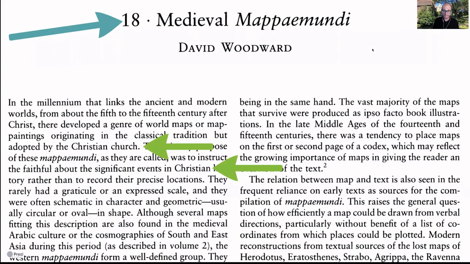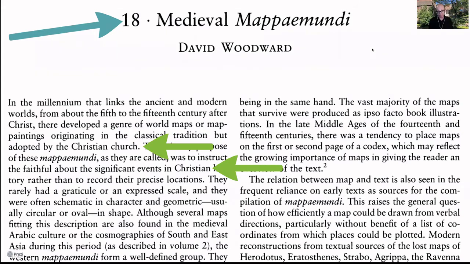Quote, "In the millennium that links the ancient and modern worlds, from about the 5th through the 15th century, there developed a genre of world maps or map paintings originating in the classical tradition, but adopted by the Christian church. The primary purpose of these Mappa Mundi, as they were called, was to instruct the faithful about the significant events in Christian history rather than to record their precise locations." Woodward considers Jewish events of relevance here only for the integral role so-called Old Testament events, Old Testament being an explicitly Christian appropriation of Jewish scripture, played, quote, "for the Christian."